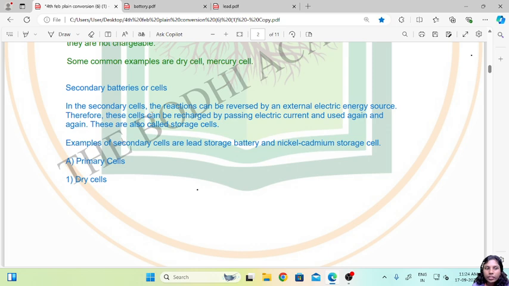Secondary batteries are those in which the reactions can be reversed by an external electrical energy source. That is, if you have a mobile phone, once your battery is low, we connect it to an external source of energy, from which the reaction gets reversed. Therefore the phone gets charged. These cells can be recharged by passing electric current and used again and again. So these are also called storage cells. Examples of these secondary cells are the lead storage battery and the nickel cadmium storage cell. About these two batteries we will see ahead.